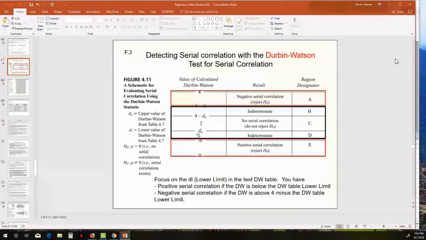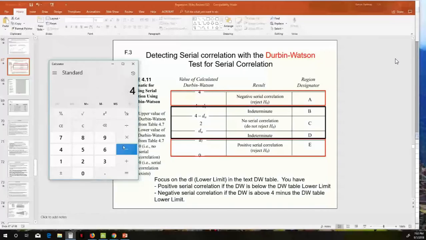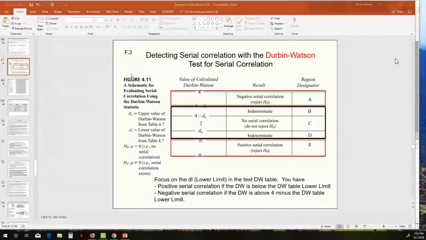We have to be above it to be in the sweet spot. And we have to be below 4 minus 1.63, which is, let me get the calculator out, 4 minus the table value of 1.63. We have to be less than 2.37 and greater than 1.63. Okay, this is 4 minus the lower limit. So that defines a sweet spot for us.